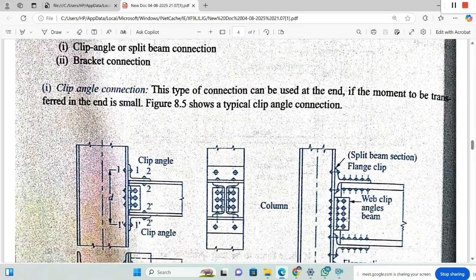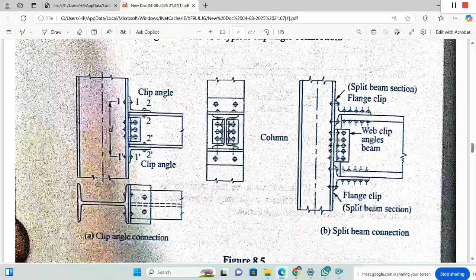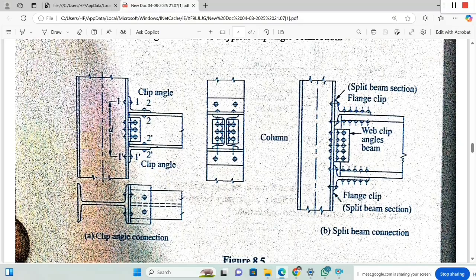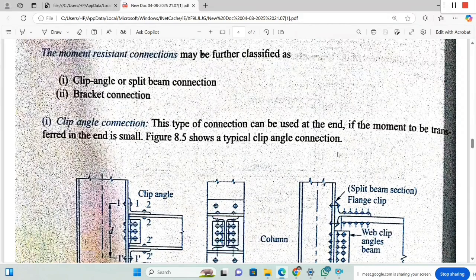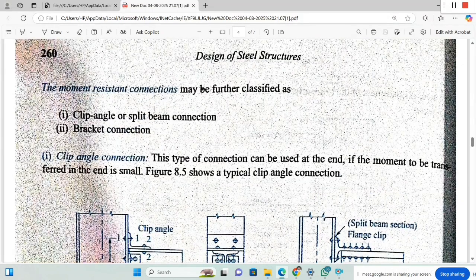Clip angle and split beam connection. So here angles are provided. Here the T section is provided. The flange of the beam is connected to the flange of the column. In the second diagram, this one B, the split beam connection, T sections are provided instead of the angle sections. So these are the bolted connections. The bolted connection consists of T sections here and the cleat angle section here. So this is the clip angle and split beam connection.